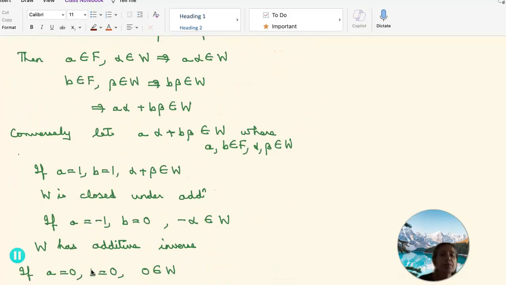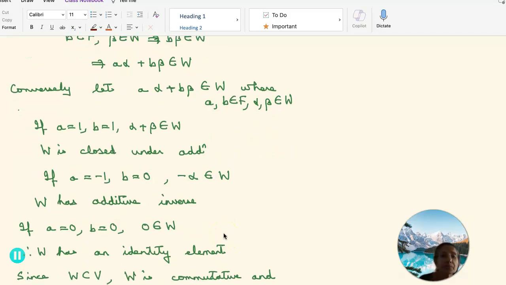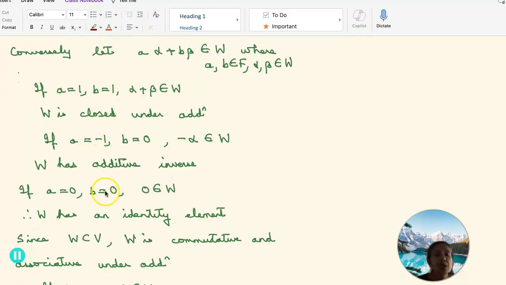Conversely, let a alpha plus b beta belong to W, where a, b are elements in F and alpha, beta are elements in the subspace. Now we have to check the axioms one by one. If a equals 1 and b equals 1, alpha plus beta belongs to W. So the addition property is satisfied. W is closed under addition. If a equals minus 1 and b is 0, then minus alpha belongs to W. So W has additive inverse. Now if a equals 0 and b equals 0, then 0 belongs to W. So W has an identity element.